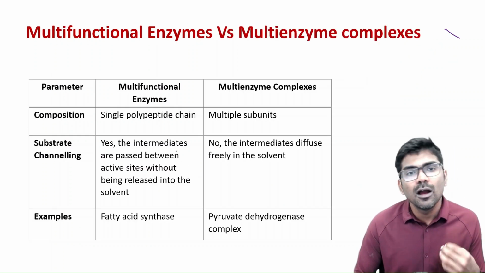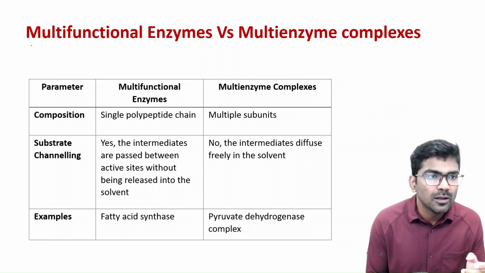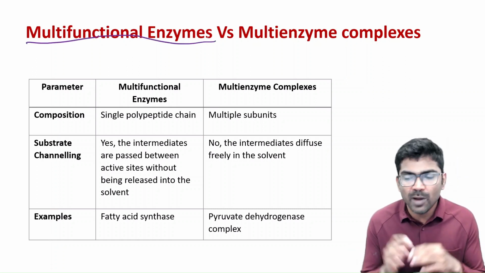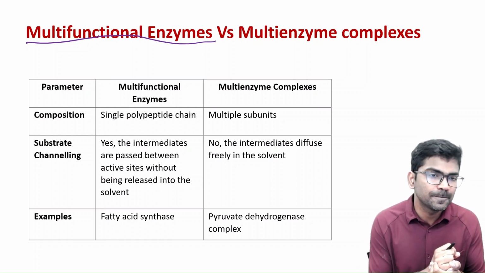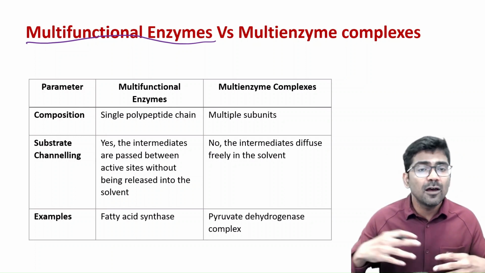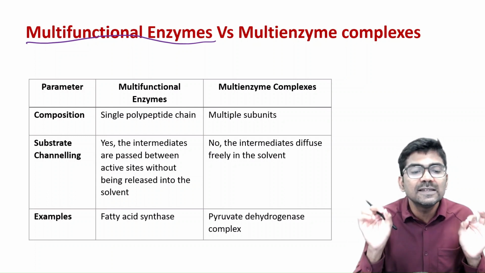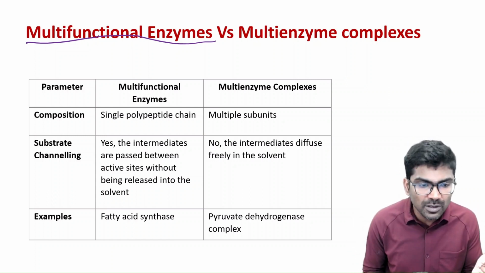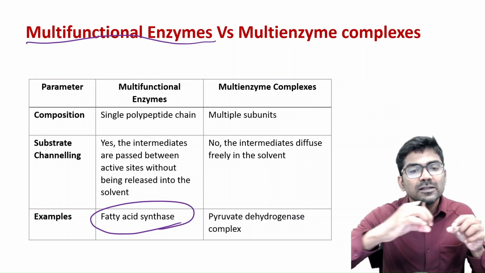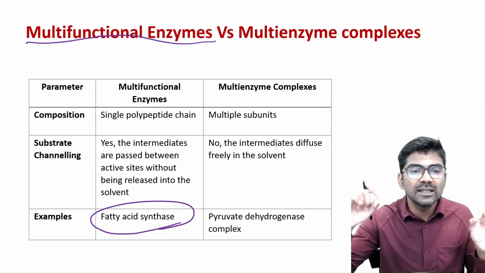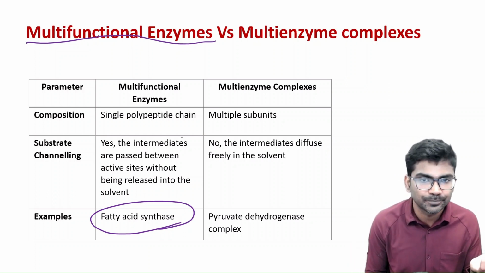Let us differentiate multifunctional enzymes and multi-enzyme complexes. What are multifunctional enzymes? As I told you, bifunctional enzymes are a type of multifunctional enzymes. Some enzymes can have more than 5 or 6 enzyme activities in a single polypeptide. For example, fatty acid synthase. Fatty acid synthase has multiple enzyme activities in a single polypeptide chain. So it is a multifunctional enzyme.